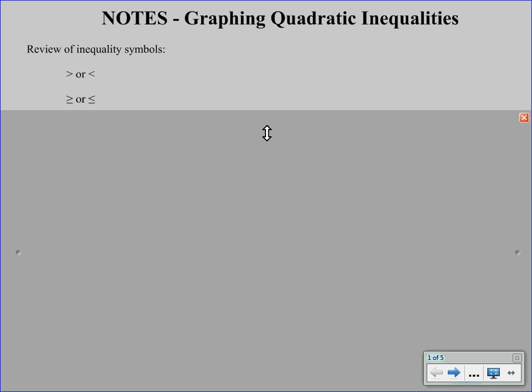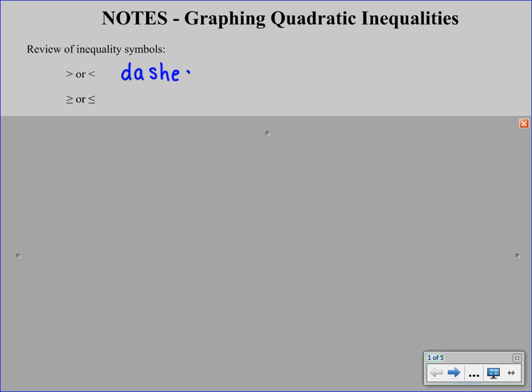So we've got two sets here. The first set is the greater than or the less than symbol. If you think about when we used to graph just on a number line, we would make an open circle for those symbols. On a graph, when we've got y's and x's, we're going to use a dashed line, or in the case of graphing a parabola, a dashed curve.